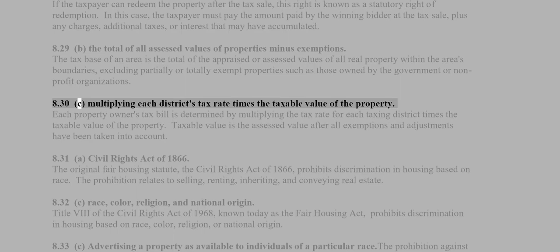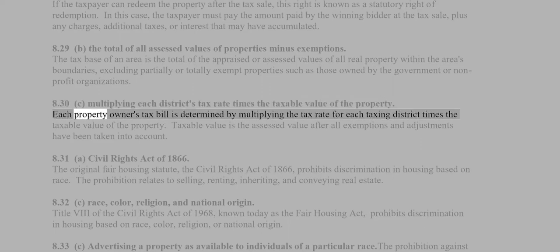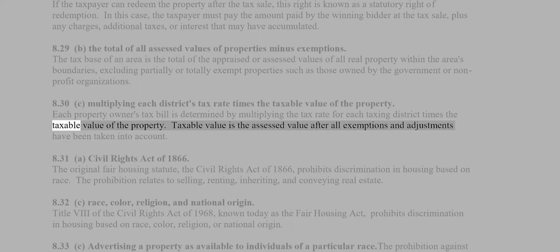8.30 c. Multiplying each district's tax rate times the taxable value of the property. Each property owner's tax bill is determined by multiplying the tax rate for each taxing district times the taxable value of the property. Taxable value is the assessed value after all exemptions and adjustments have been taken into account.